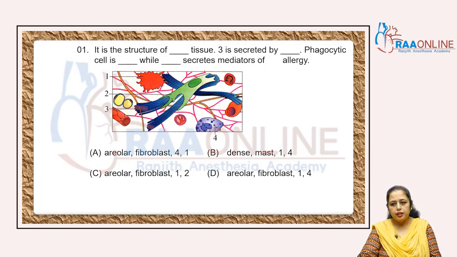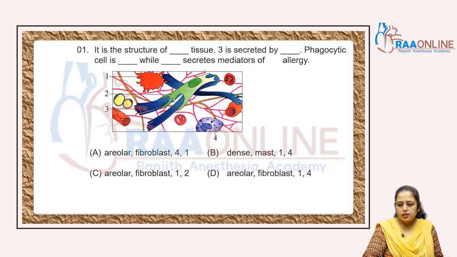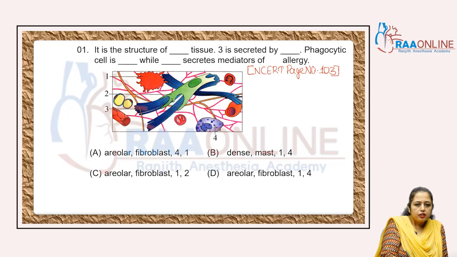Dash is secreted by dash, phagocytic cell is dash, while dash secretes mediator of the allergy, right? This is given in NCERT page number 103, right? NCERT page number 103, clear?